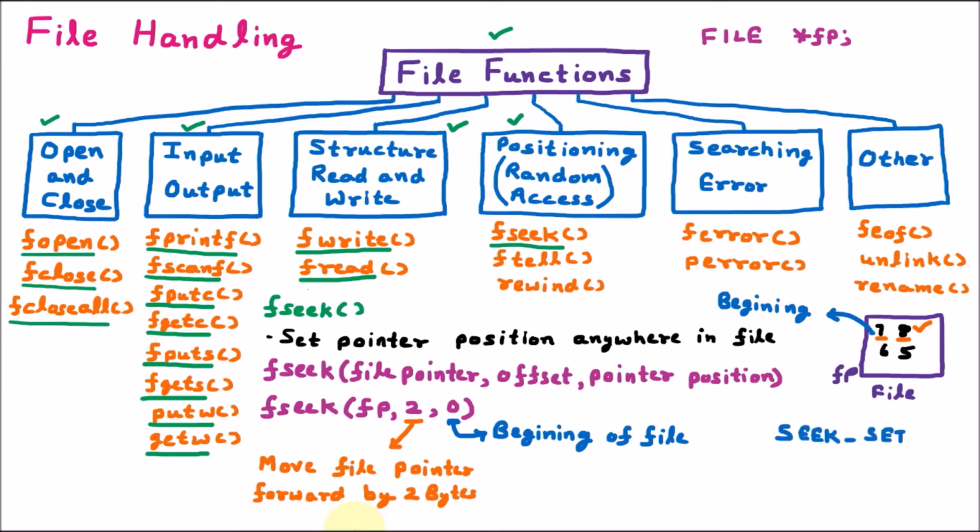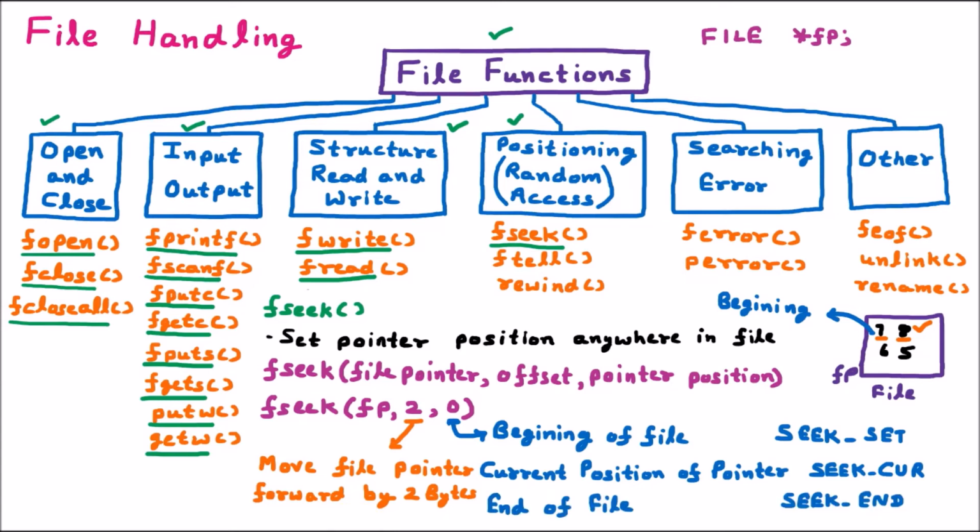So here SEEK_SET signifies the beginning of the file. Let's say you want to start with the current position where the pointer is. So we can use SEEK_CUR. Or instead of 0, we can say the end of the file, that is SEEK_END. Now we are taking some examples to understand the fseek function.